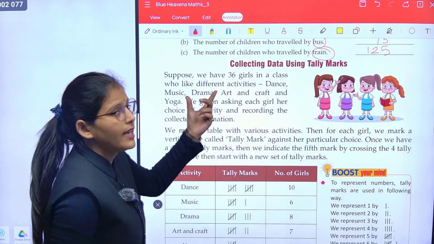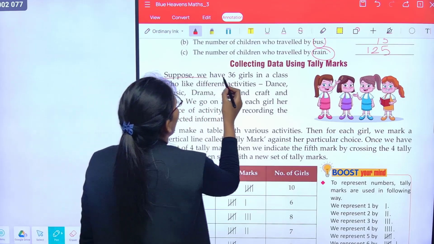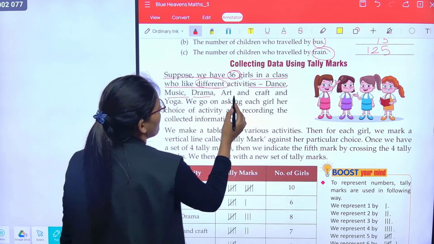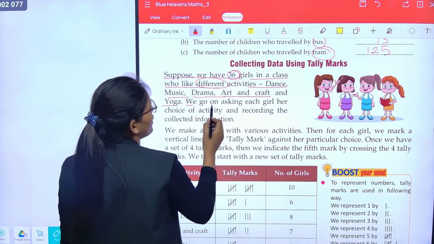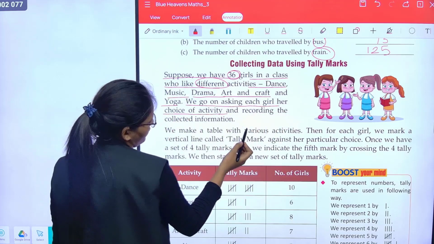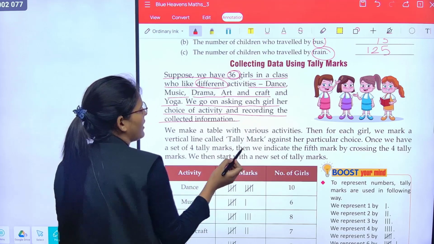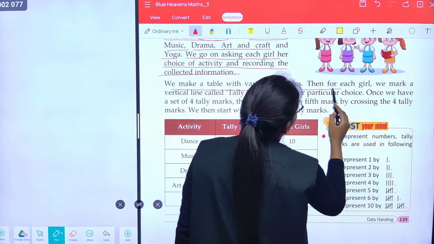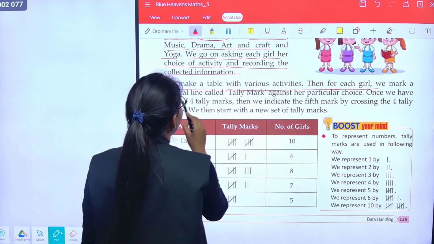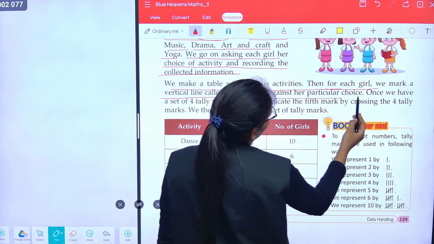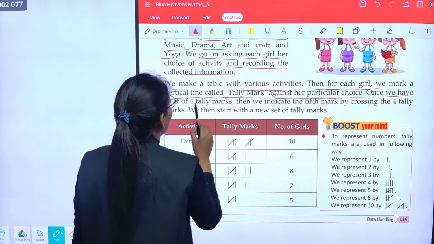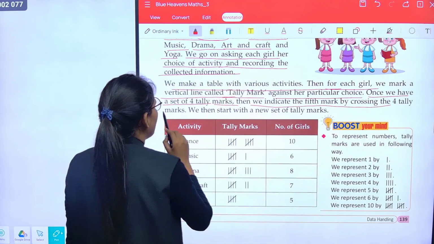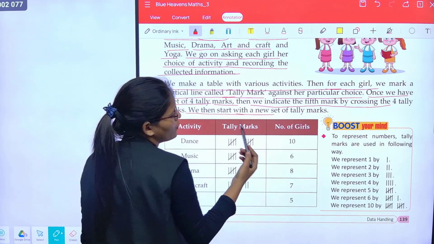Collection of data using tally marks. Suppose we have 36 girls in a class who like different activities: dance, music, drama, art and craft, and yoga. We go on asking each girl her choice of activity and recording the collected information. We make a table with various activities. Then for each girl, we make a vertical line called a tally mark against her particular choice. Once we have a set of 5 tally marks, we indicate the fifth mark by crossing the 4 tally marks.